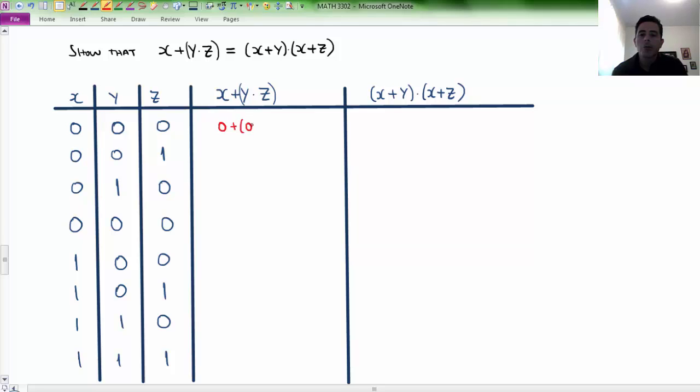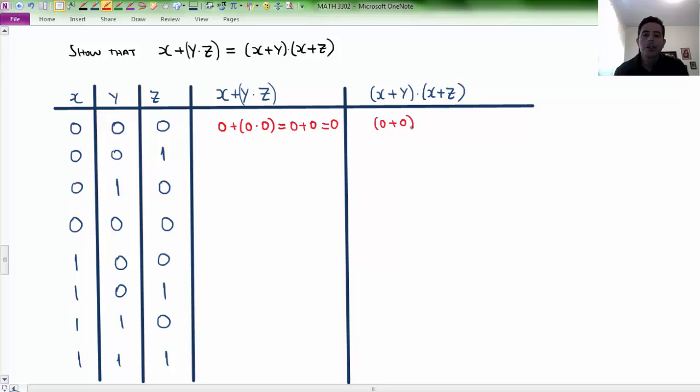So if x is 0, y is 0, and z is 0, then what is this? Now remember that the multiplication there is not the multiplication that we're used to, okay? It's not arithmetic. This is the AND gate. And the plus sign means the OR gate. So we're not doing 2 plus 2 equals 4. We're not doing anything like that. It's AND. So 0 and 0 is 0. So this becomes 0. And then 0 or 0 is 0.